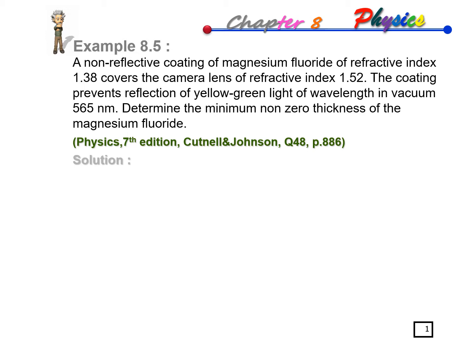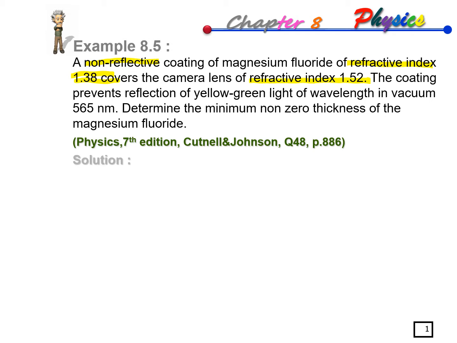In example 8.5 over here, we have a non-reflective coating. Magnesium fluoride, with a given refractive index of 1.38, covers the camera lens, with a given refractive index of 1.52. Basically, when we have a non-reflective coating, we use a slightly smaller value of refractive index compared to the medium itself. Over here, the non-reflective coating prevents the reflection of yellow to green light, somewhere in between the spectrum of yellow to green.